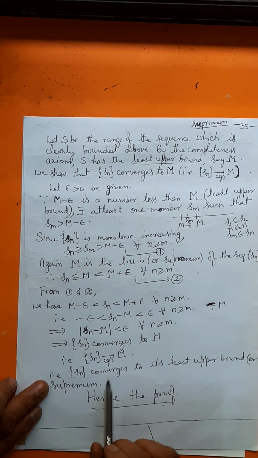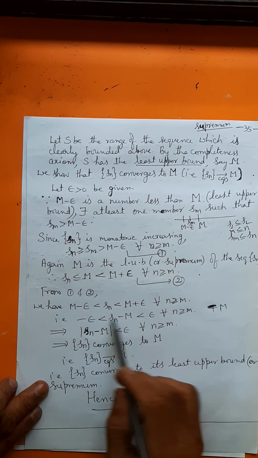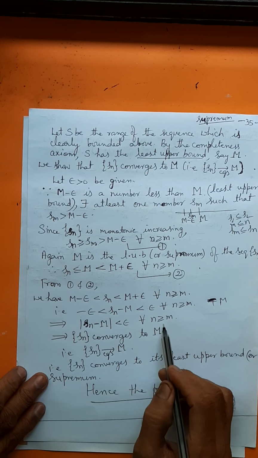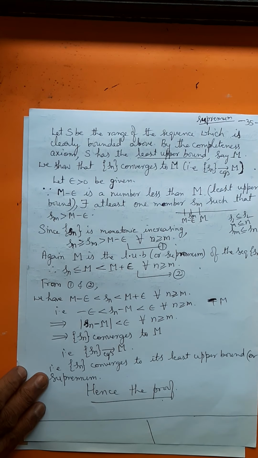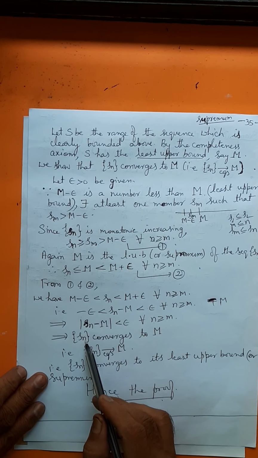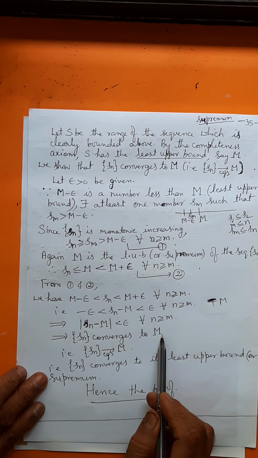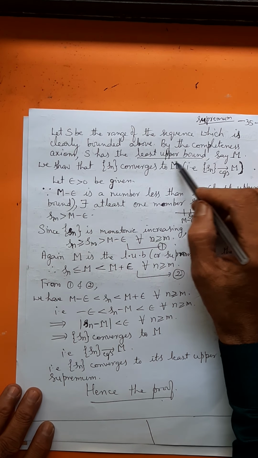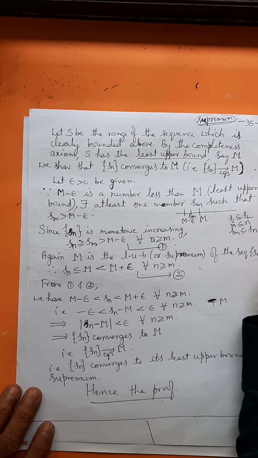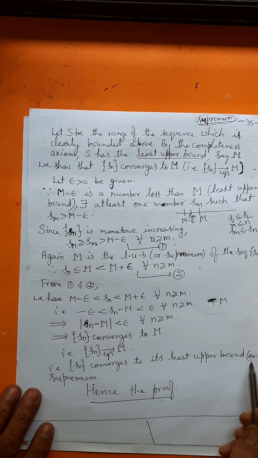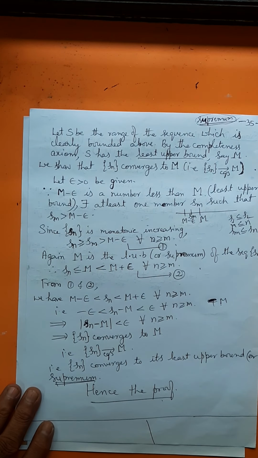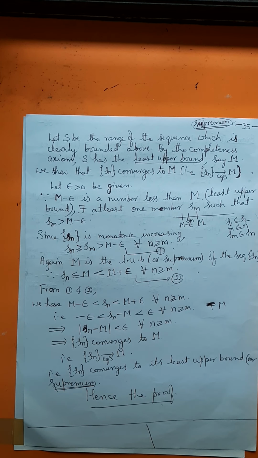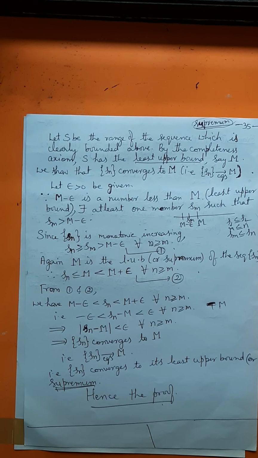minus m. So your Sn minus m lies between minus epsilon and plus epsilon, to mean that mod Sn minus m is less than epsilon for all n greater than or equal to m. This is nothing but saying that the sequence Sn is converging to m. Okay, sequence Sn converges to m. What is m? M is the least upper bound or supremum. So the sequence converges to its least upper bound or supremum. That's what you wanted to prove.